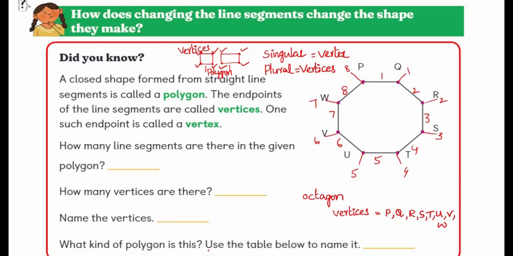What kind of polygon is this? Yes, as I told you, it is having 8 sides. So it is an octagon. You have to use the table below to name it. By seeing the given table, you can find out whether it is an octagon or not.